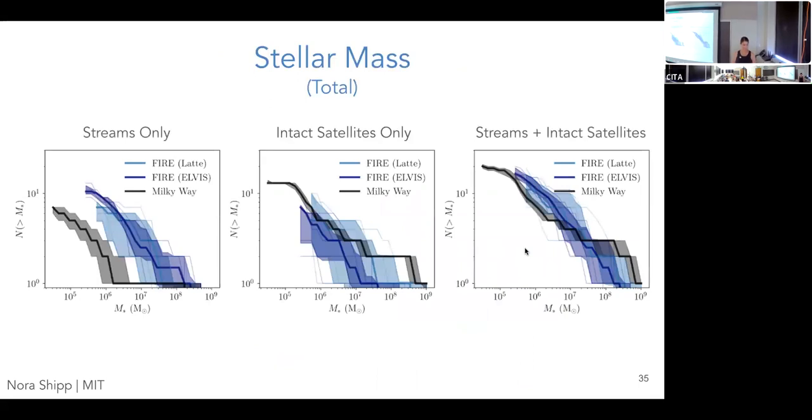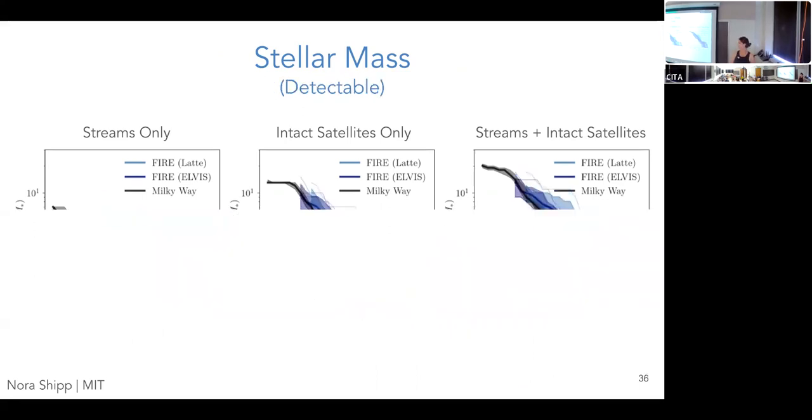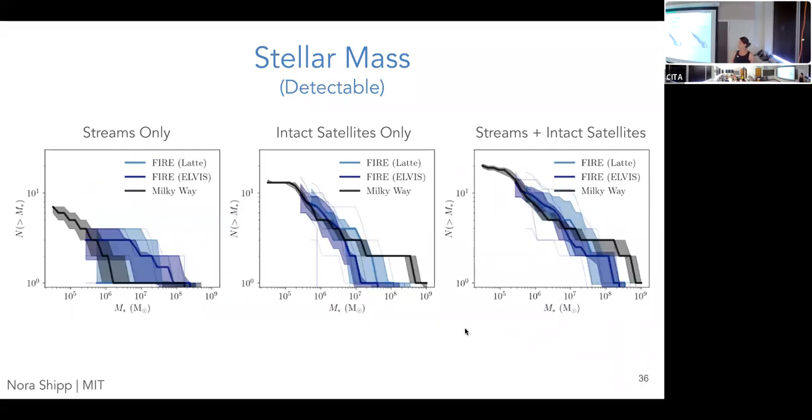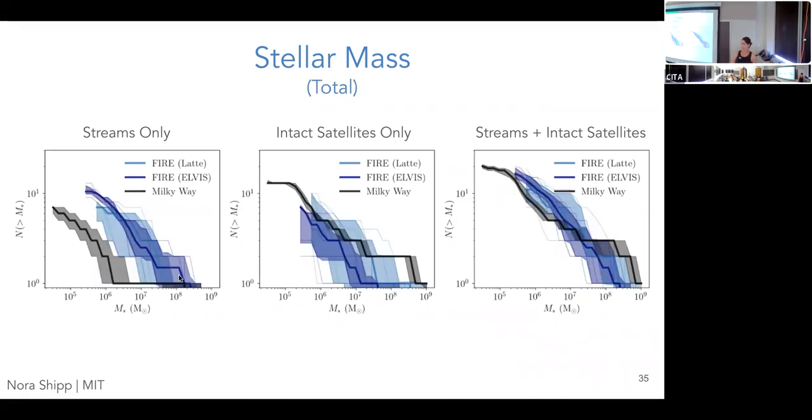Okay, so this is the same figure that I showed before, these stellar mass functions for streams, intact satellites, and the combined distribution. And we can make these same plots, including only the detectable systems, and they look like this. So you can see it's much more consistent. The number of streams is quite consistent within about 1 sigma. There is a slight excess in the Local Group simulations specifically. So these are the paired Milky Way-Andromeda analogs. But overall, it's pretty consistent compared to what we saw here.